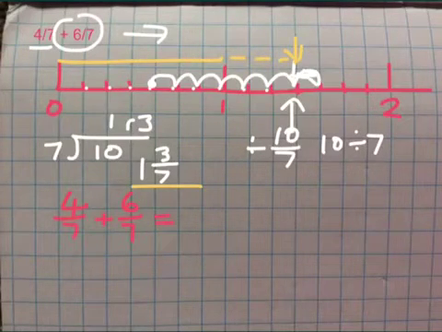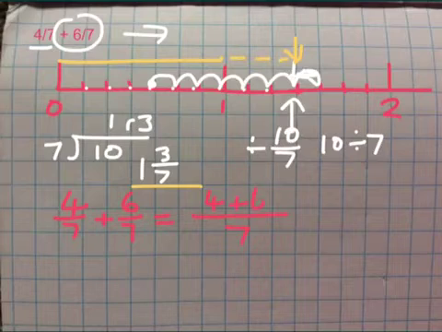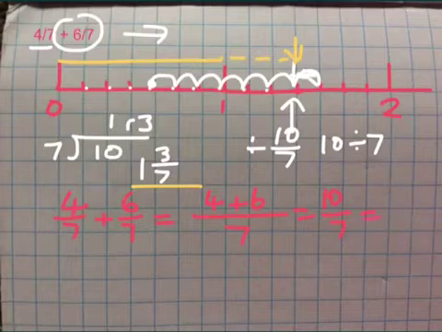So if we're going to add together 4/7 plus 6/7, we know that we've got a number of sevenths, and we started at 4, we add another 6 together, and that's going to give us 10/7. And then we change it to our mixed number, 1 and 3/7.